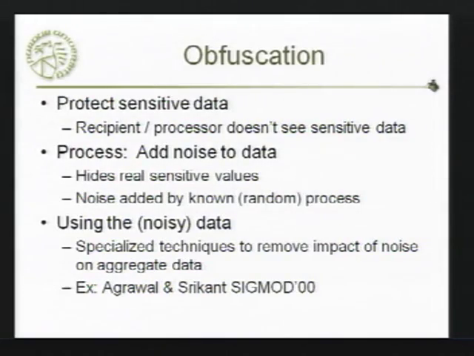So what does obfuscation do? Well, the idea is to protect sensitive data by ensuring that the recipient of the data doesn't actually see the sensitive values. They see something modified from those sensitive values. So you add noise to the data. If I'm trying to compute the average age of the people in this room, and everyone gives me their age plus or minus 10 years, randomly chosen, some number between plus and minus 10 added to their age.